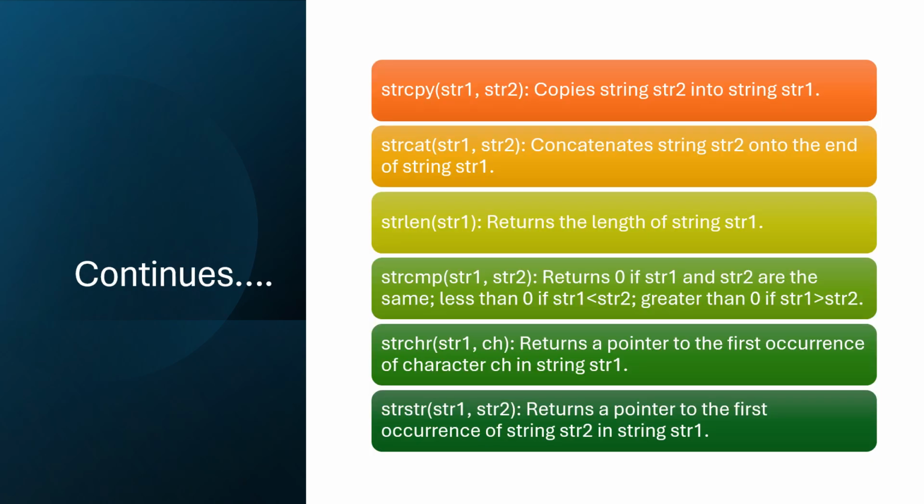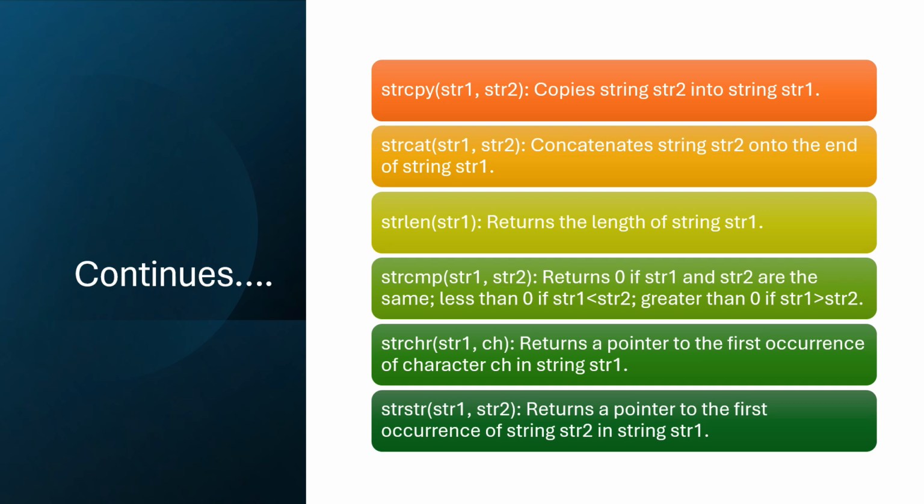Here are some functions. String copy, where we give string 1 comma string 2 in brackets, copies string 2 into string 1. Concat means we are going to join both strings. String length finds the length of the string. String comparison compares both the strings.